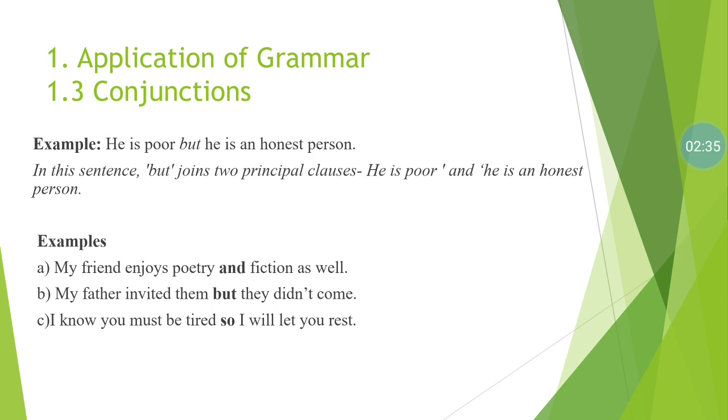Another example, my friend enjoys poetry and fiction as well. In this example, my friend enjoys poetry and fiction as well. These two clauses are joined by and. My friend enjoys poetry, one clause, and another one is fiction as well. These two phrases or two clauses are joined by the conjunction and.